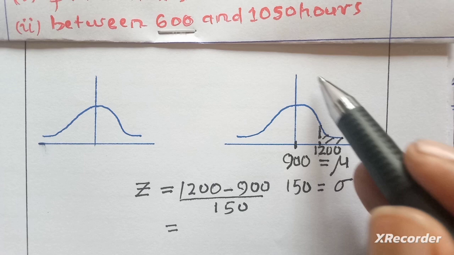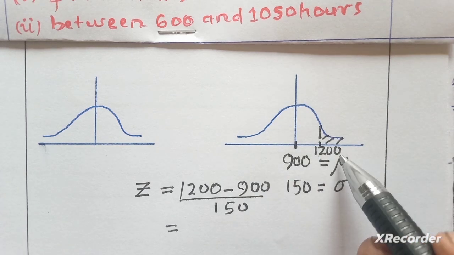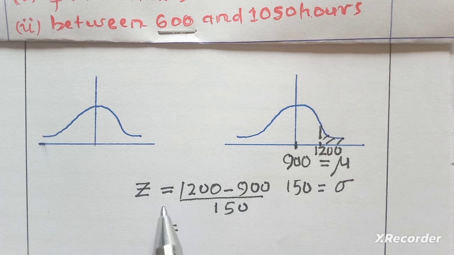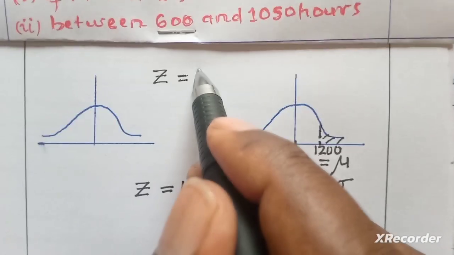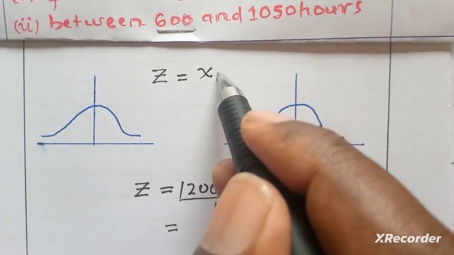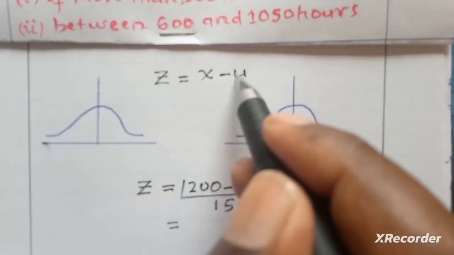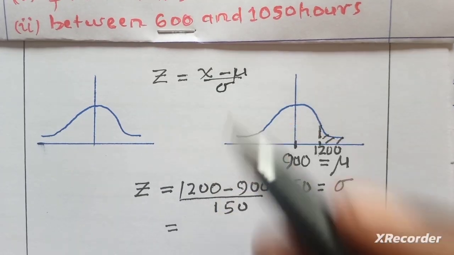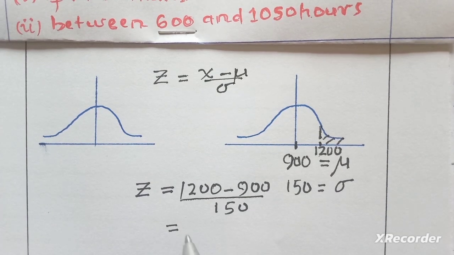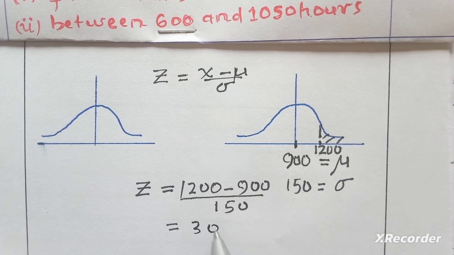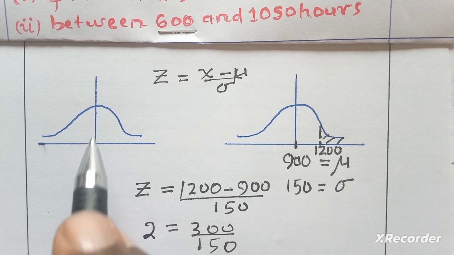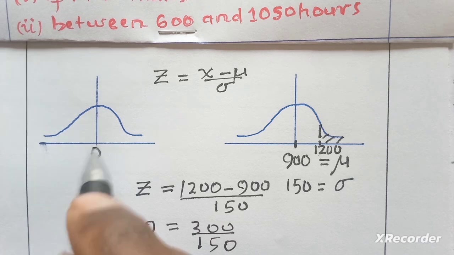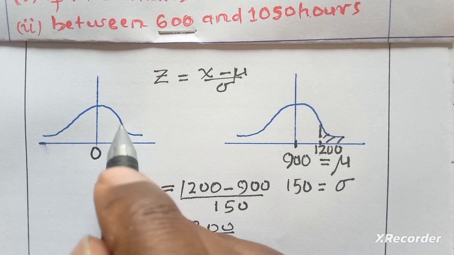But now guys, because this is not the standard form, we have to convert this 1200 to standard form. And this is how we do it. We have the equation like this. Z is equal to X, the required value to be standardized, minus the mean, all over the standard deviation. So that is the equation I'm using. So here we shall now have 300 all over 150. Without using the calculator, that is going to give us 2. And so in the standard form, we usually have 0 here. And so we expect our 2 to be somewhere here.